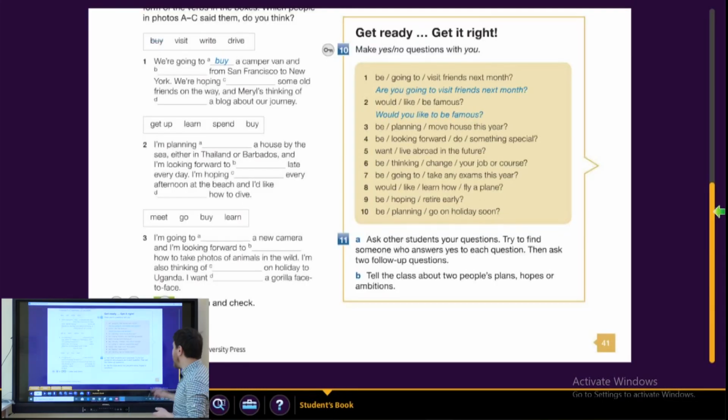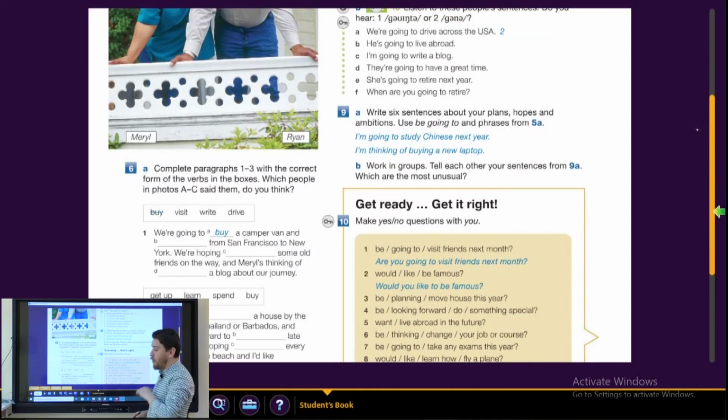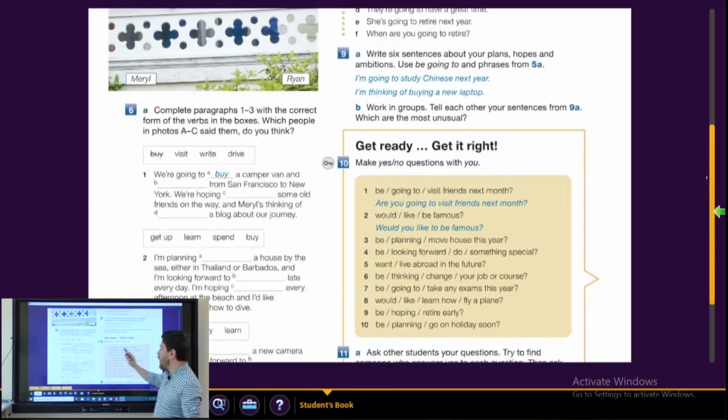Now, let's get on the next page and do the exercises. But on 6A, be careful with the grammatical points, to infinitive or verb ing. Complete the paragraphs 1 to 3 with the correct form of the verbs in these boxes. And which people in photos A to C said them, do you think? Number 1, we're going to buy a camper van and drive from San Francisco to New York. We are hoping to visit some old friends on the way. And Mary is thinking of writing a blog about our journey.